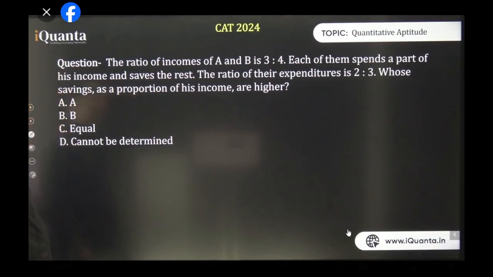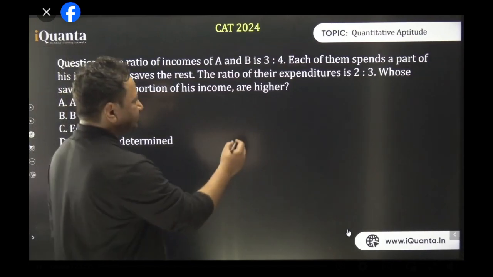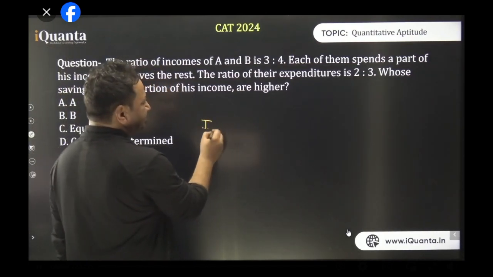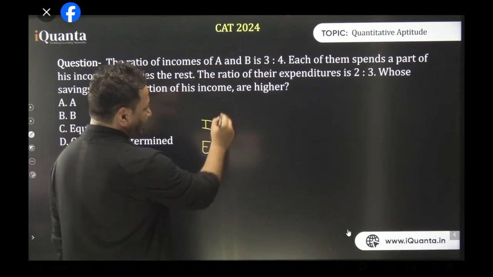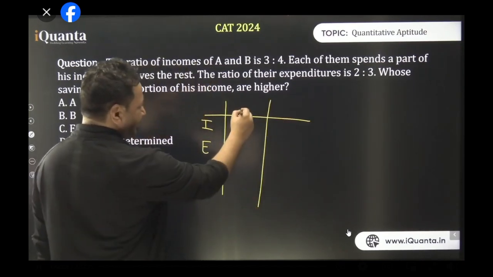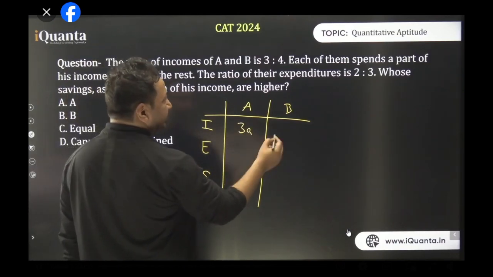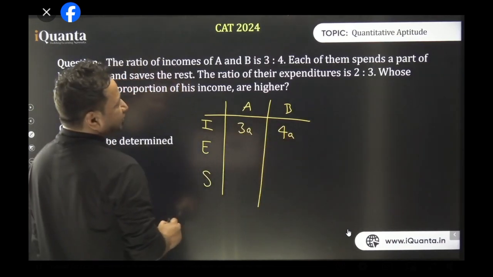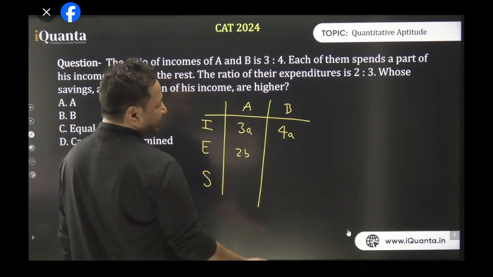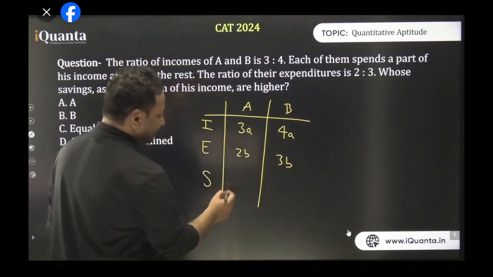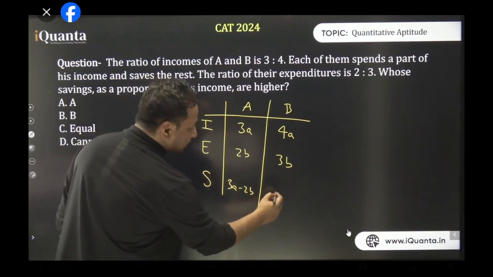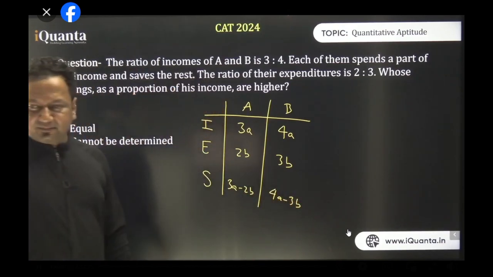So let me write a few things over here. Income, expenditure, and saving, for two guys, A and B. Income of A, let it be 3A. Income of B, let it be 4A. Expenditure of A, let it be 2B. Expenditure of B, let it be 3B. The saving will be 3A minus 2B for the first person and 4A minus 3B for the second person, right? So far, so good.